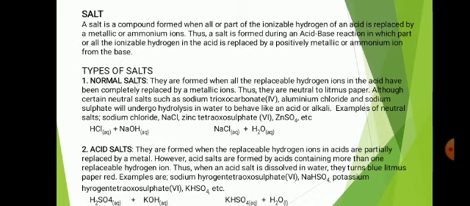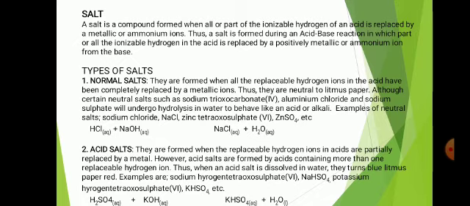Now, the types of salts formed during this reaction depend on how much of the ionizable hydrogen ion is being replaced by a positive metallic ion. How much of the hydrogen ion in the acid is being replaced by a positive metal. Now, this will bring us to talk about types of salts. Unlike sodium chloride, which is very common to every home, which is an edible salt, we have different types of salts that exist in nature. So under this topic, we'll be looking at those different types of salts.